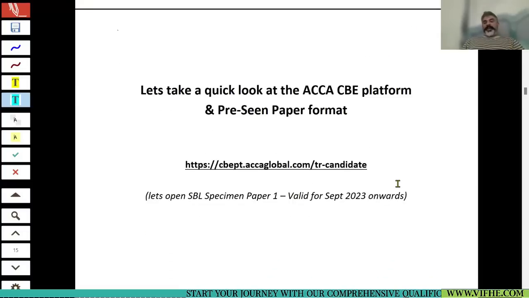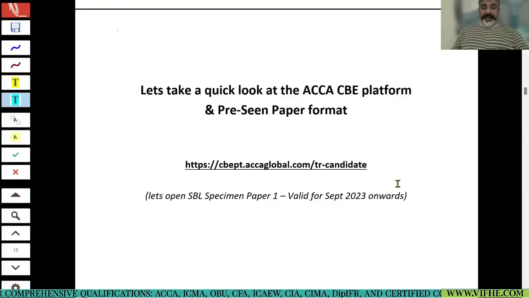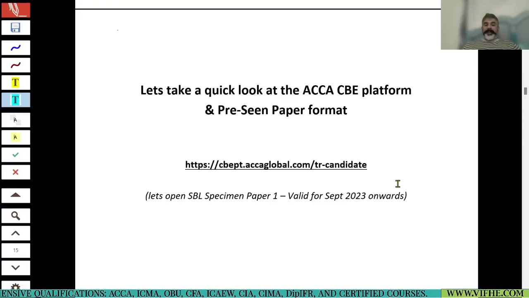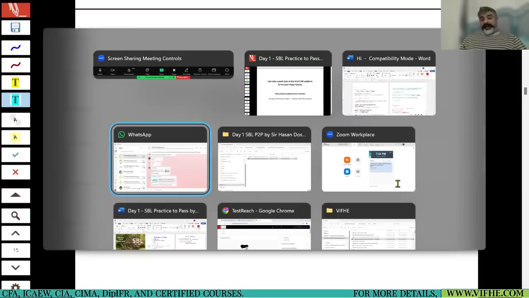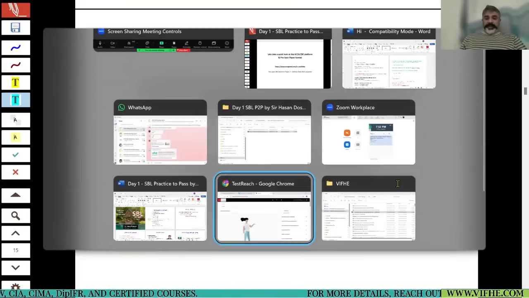Now let's take a quick look at the paper itself, the CBE platform. Those of you who are already enrolled with me are very familiar with the CBE platform, because we have done like 6 questions on the platform already. But this is more for those students who have not yet started practicing, and or self-study students.